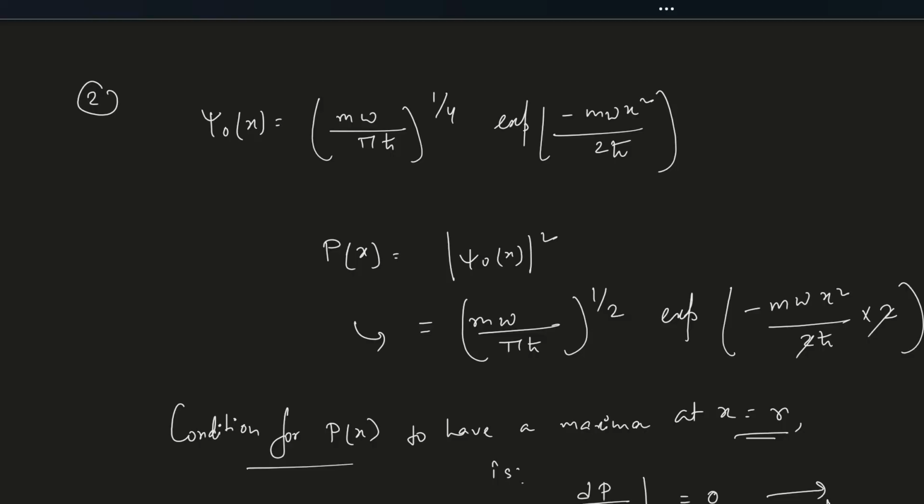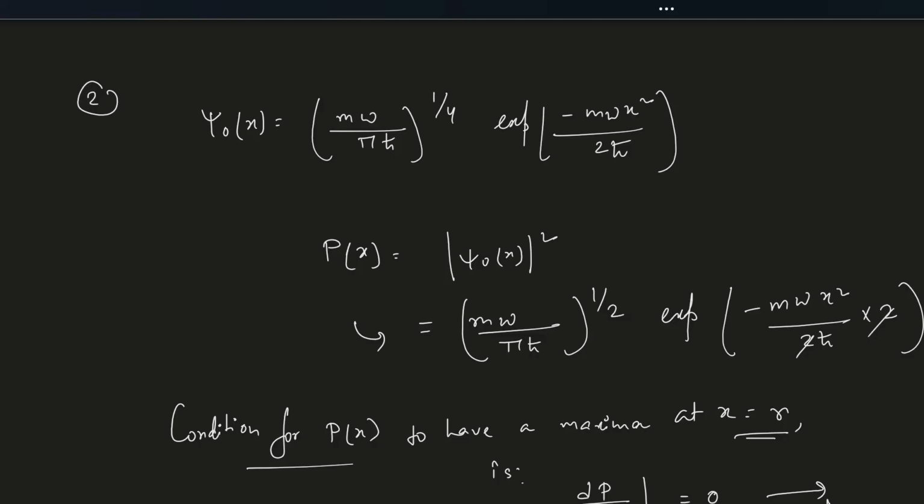What takes us to the next step, for it to be a maxima and not a minima, is that the second order derivative d2p by dx2, which physically indicates the curvature of the functional form, at x equal to the same point r, has to be less than 0.